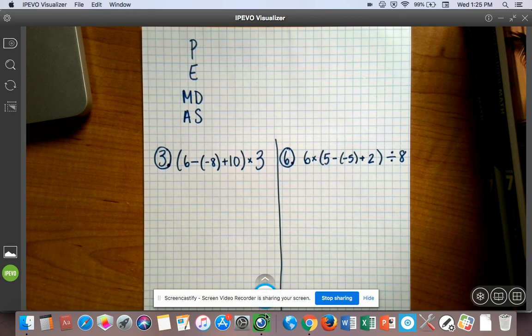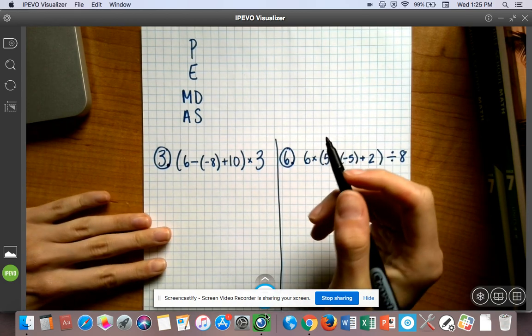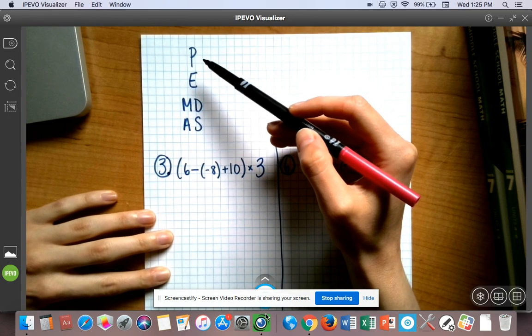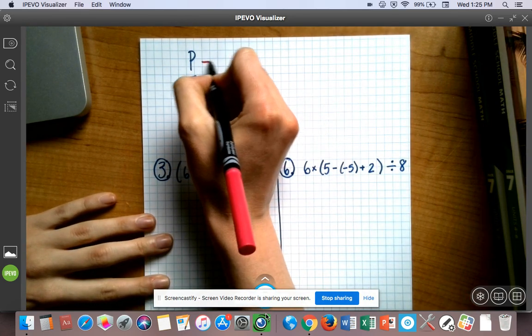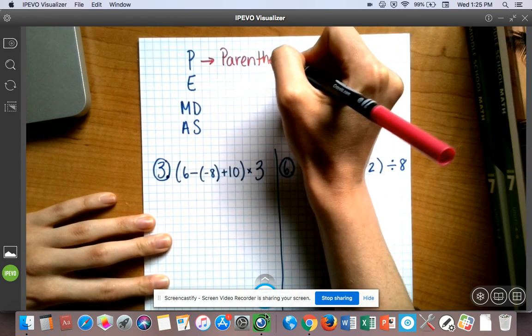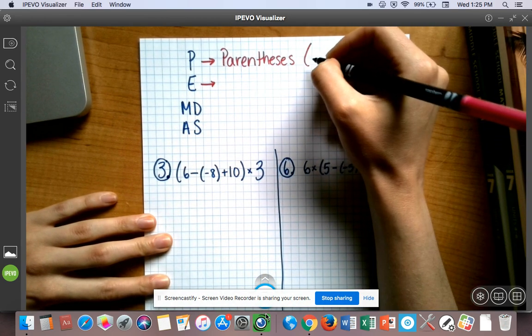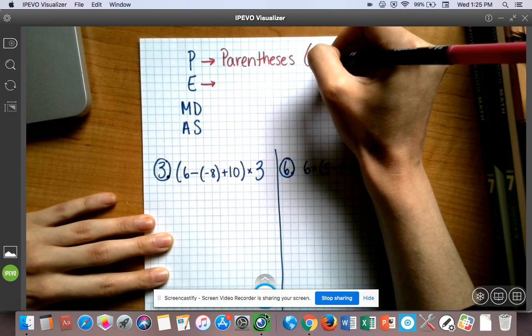Before we start doing examples, I'm just going to go over some of the important points that we have to remember with all of these order of operations questions. Up at the top, this is our order of operations. It's PEMDAS. As a reminder, P is our parentheses, so our first step is to always go towards the parentheses, when there's more than one number.